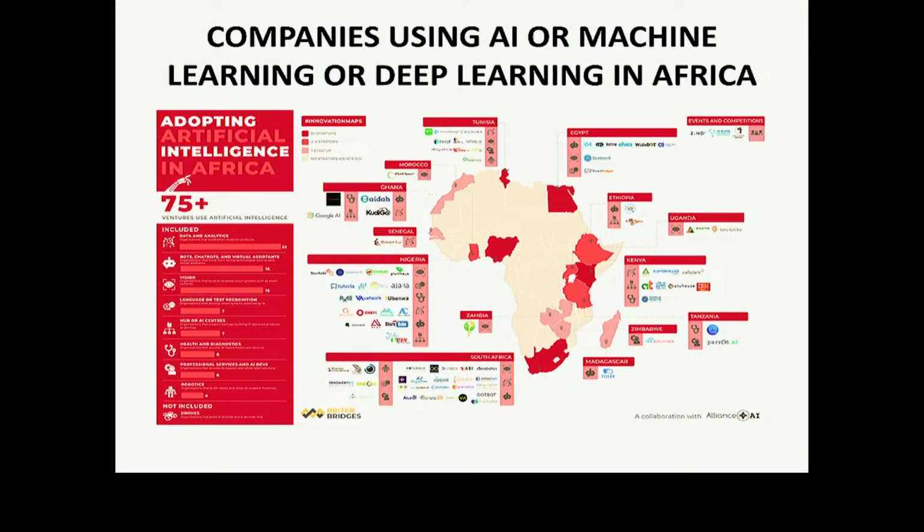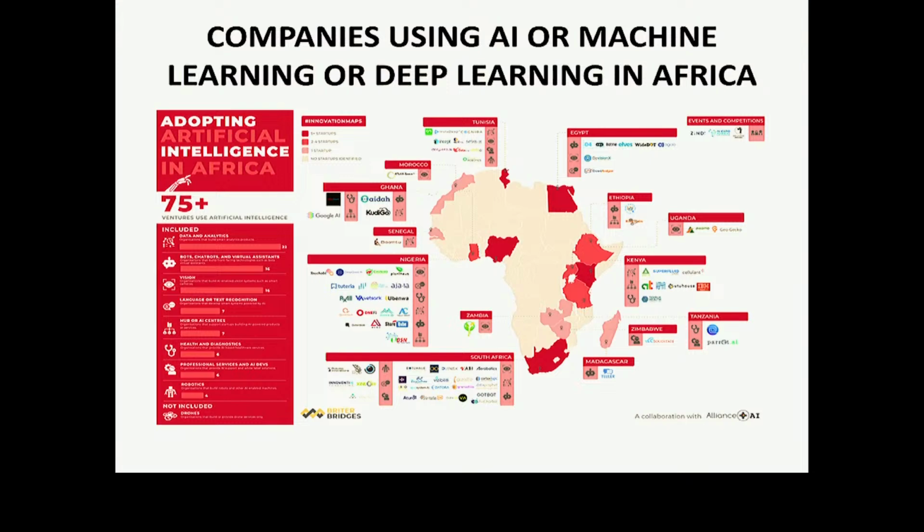Now, there are statistics that show how things are. For example, when it comes to companies that are using AI, machine learning, and deep learning in Africa, Tanzania is there in the picture, but I'm very sure that if you look at those companies that are using them, you might find that there's a gender gap over there.